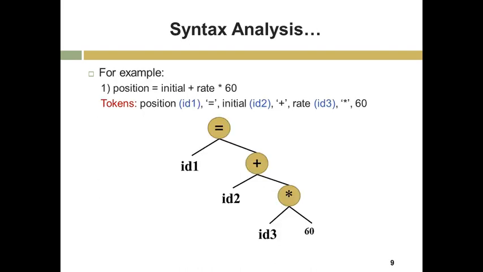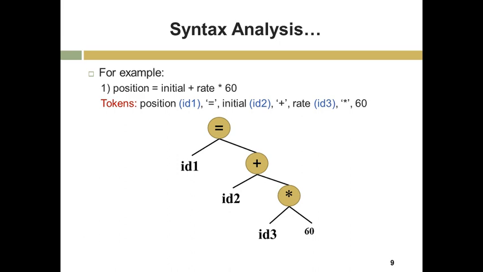Let us go through an example. Again, the same example where the output generated by the lexical phase is ID1 equal to ID2 plus ID3 into 60. Now the syntax phase will generate a parse tree as shown in the figure. Equal to is evaluated at the end and hence it is at the root position. Multiplication will be evaluated first and hence it is kept at the bottom side. So first it will evaluate ID3 into 60, then the result of it will be added to ID2 and at the end the result will be assigned to ID1.